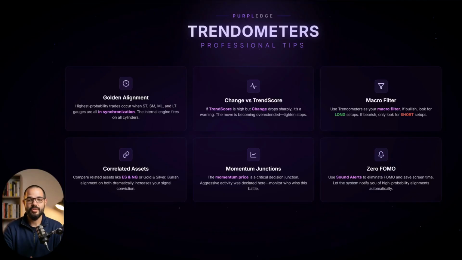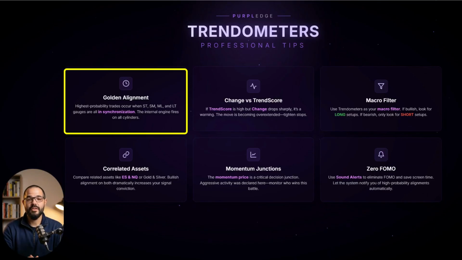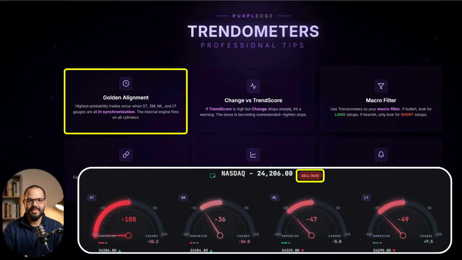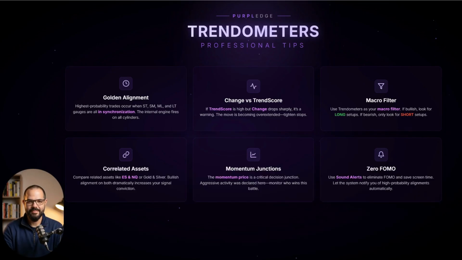Now, for some professional tips to help you master the Trendometers. First, wait for the golden alignment. While a single gauge is only a part of the whole picture, the highest probability trades occur when the gauges are all in synchronization. This is when the internal engine of the market is firing on all cylinders in one direction.